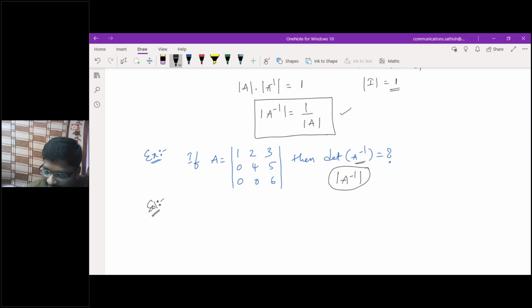First, you will calculate the A inverse. A inverse is what? You know that? Adjoint A by det A. Then after getting the A inverse, for that A inverse, you will calculate the determinant. Am I correct or wrong? Yes, sir. Usually, you will follow that criteria only, na?